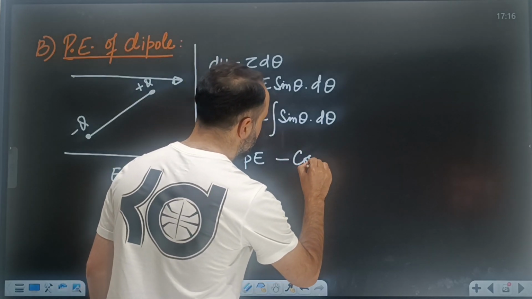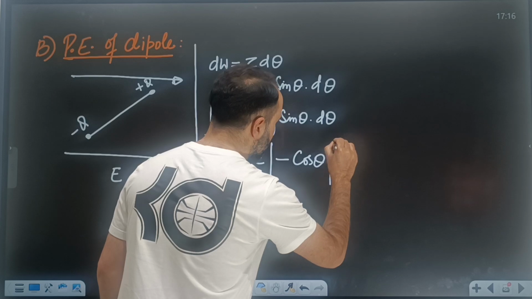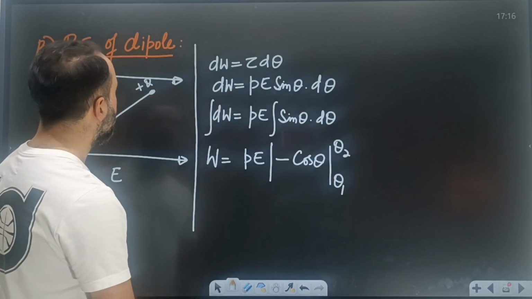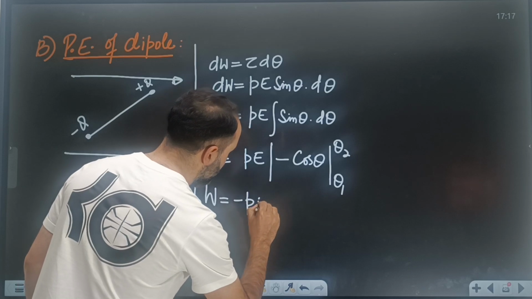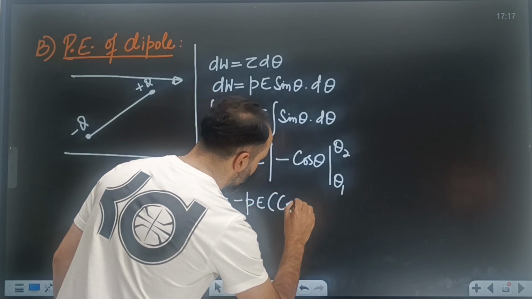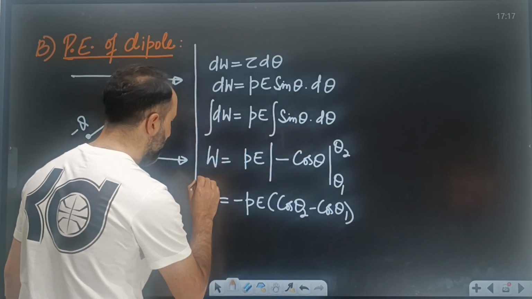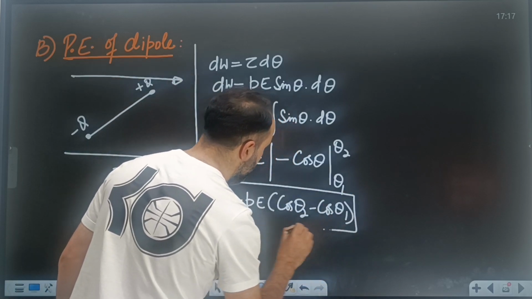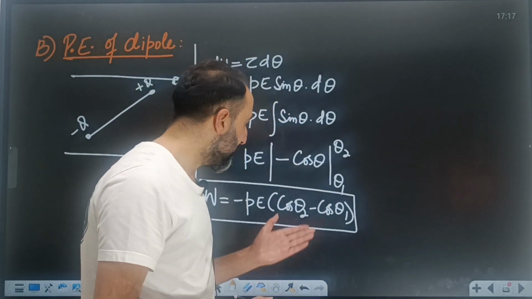So let me write it here. This is minus cos theta. And what about the limits of integration? Theta 1 and theta 2. Okay? So the work done on the dipole will be equal to minus pE multiplied by cos theta 2 minus cos theta 1. So this is the amount of work done in rotating the dipole, which is minus pE, cos theta 2 minus cos theta 1.